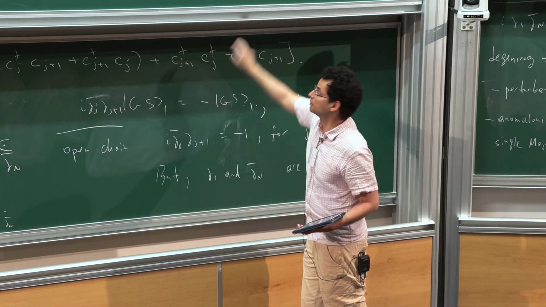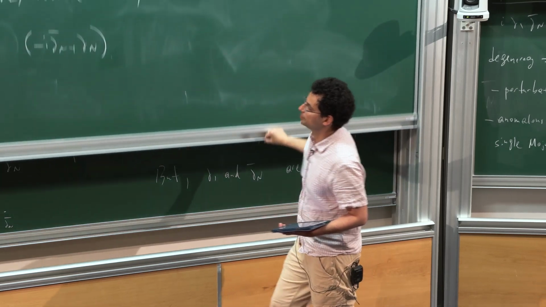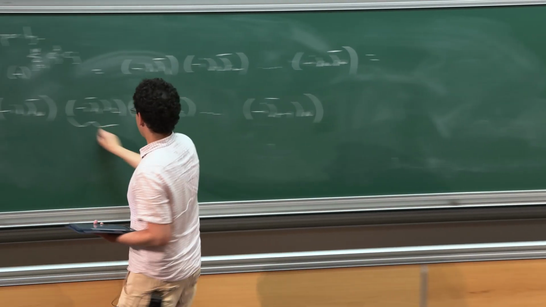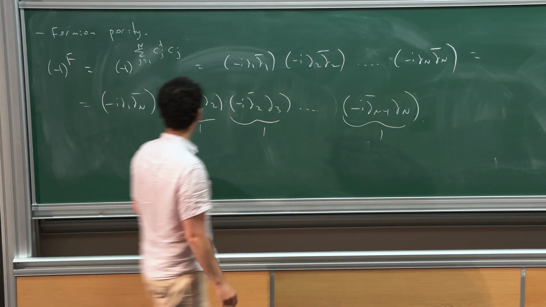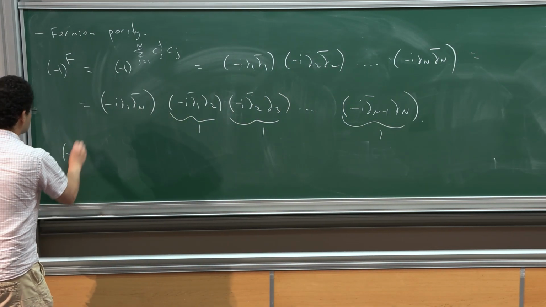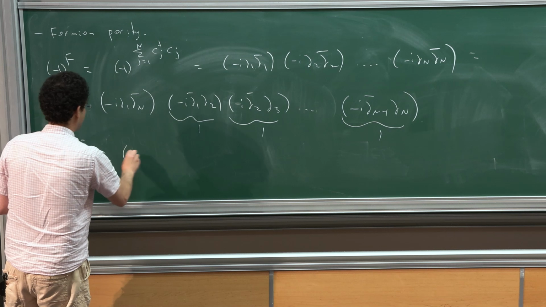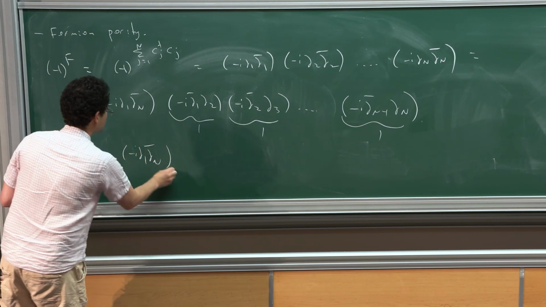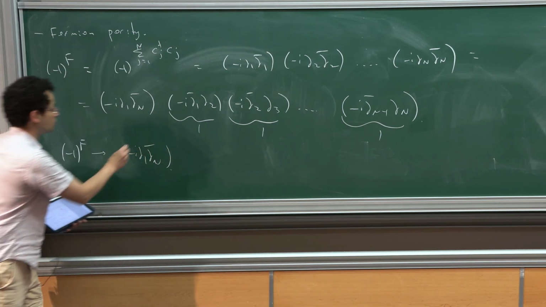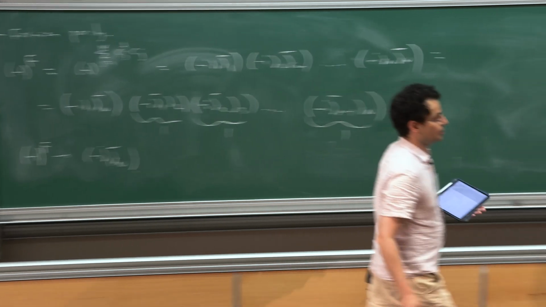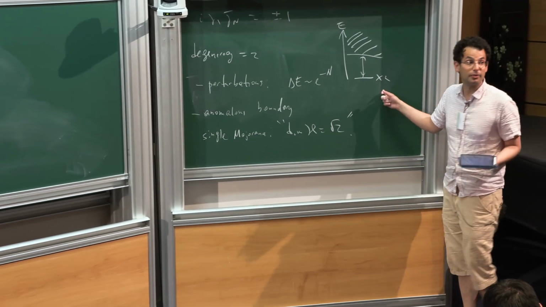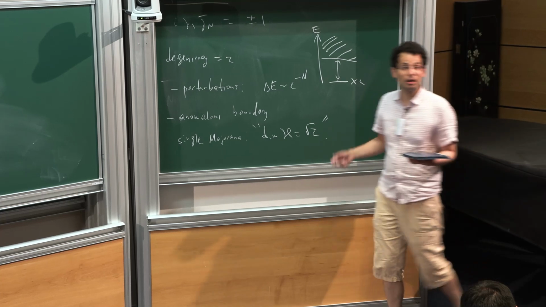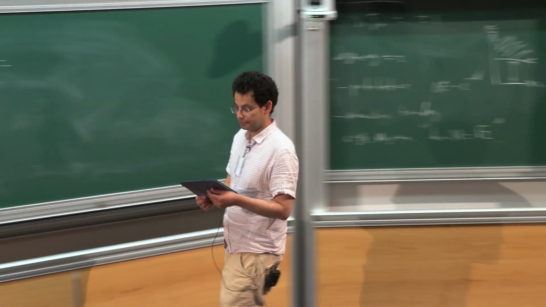Yeah, plus one. So when acting on my two degenerate ground states, minus one to the F reduces precisely to this combination. So the two degenerate ground states of an open chain actually differ by fermion parity. One has even fermion parity, the other odd.